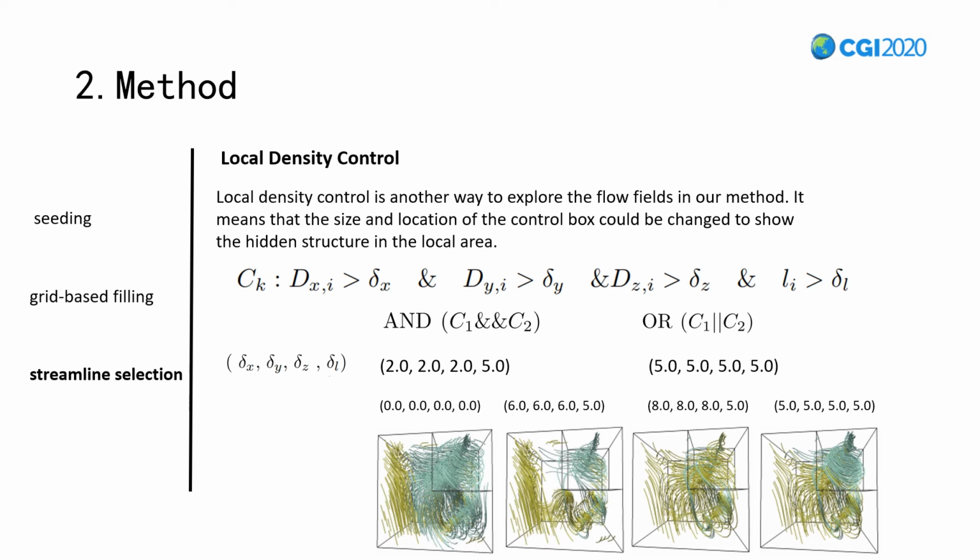These figures are the results with local density control, where the small cube is the region of interest. The first two figures show the results where the logical relation between two control boxes is AND, and the last two figures show the results where the logical relation between two control boxes is OR.